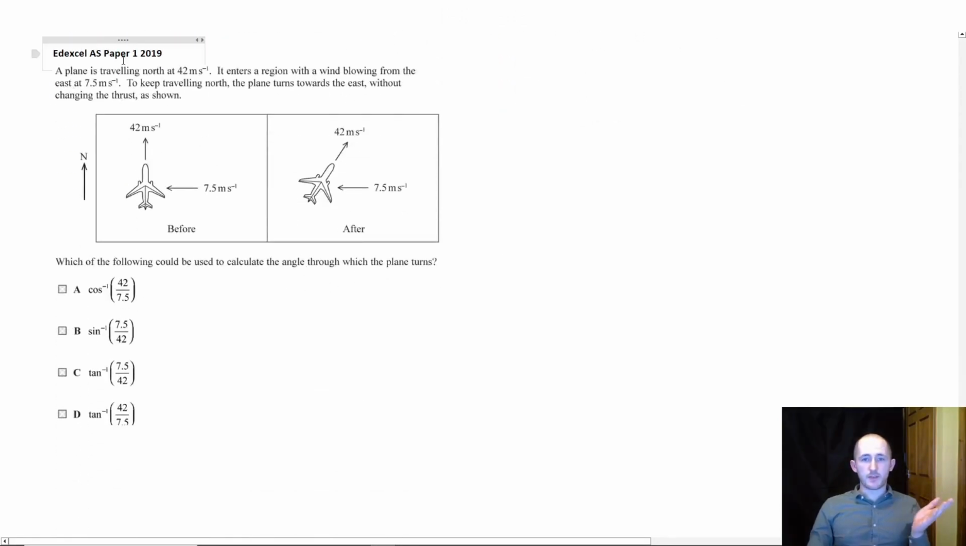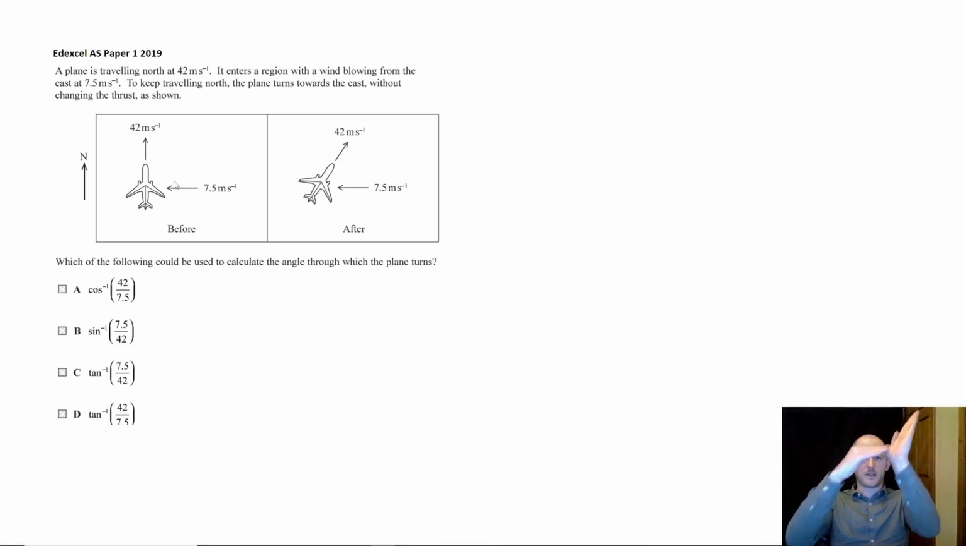We have a very similar question from Edexcel. So a plane is travelling north at 42 meters per second, enters a region with wind blowing from the east at 7.5 meters per second. So to keep travelling straight up north, it turns towards the east without changing thrust. Okay, so again, if you imagine it, if you're going straight ahead and something hits you from the side, you're going to start moving this way. So to counteract that, you turn into that, so you can keep going in one straight line.